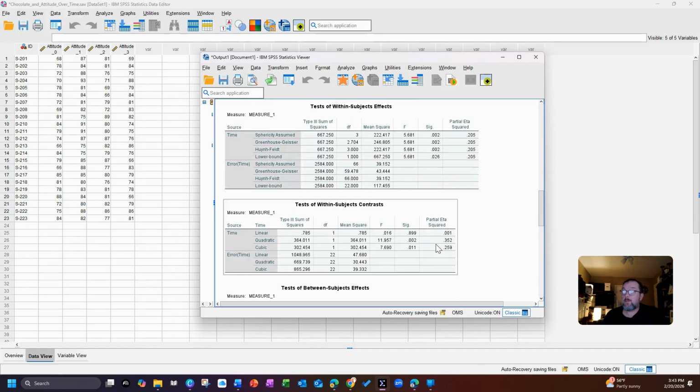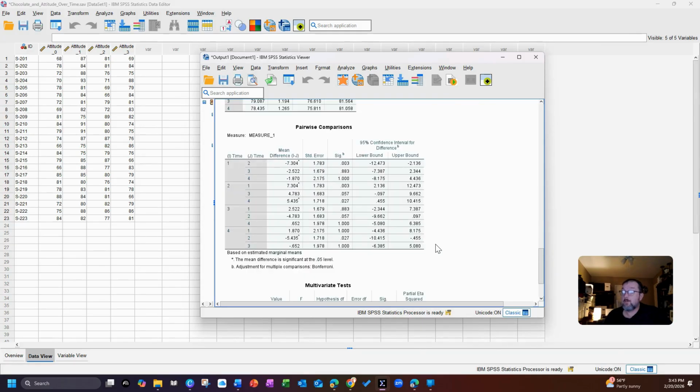Now my pairwise comparisons. A significant F only tells me something differs. The pairwise comparisons tell me where, and all p-values are Bonferroni adjusted. My pretest versus 5 minutes mean difference is 7.304 points, and the attitude jumped from 76.57 to 83.87 after chocolate. Bonferroni p equals 0.003 right here.